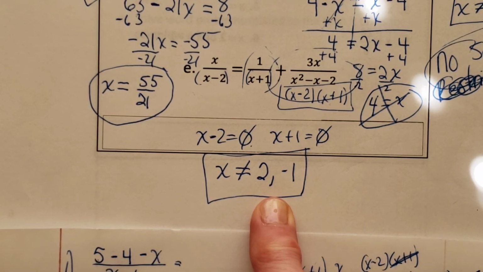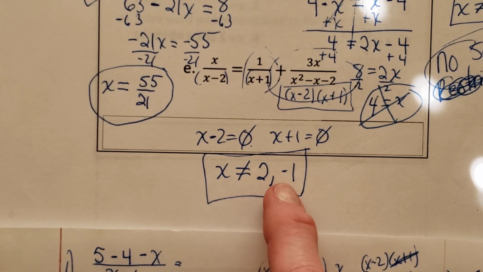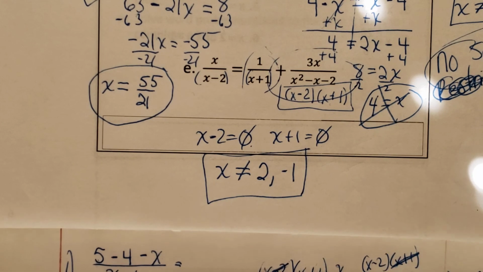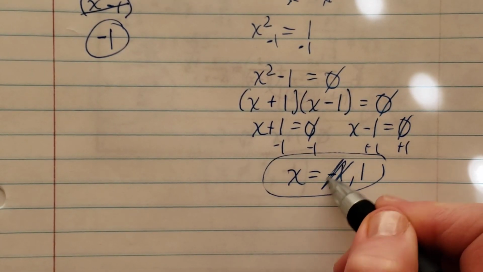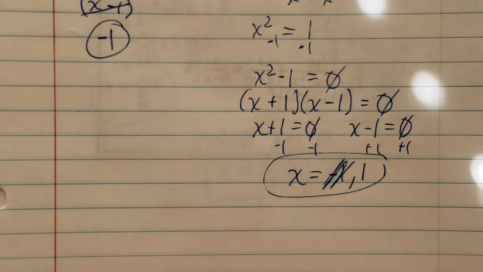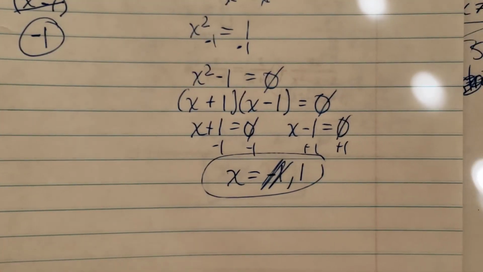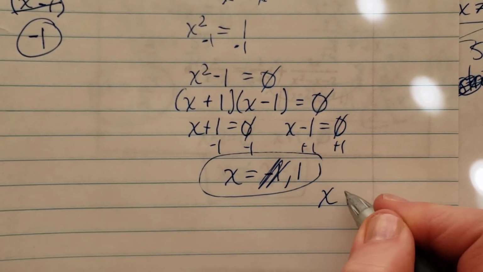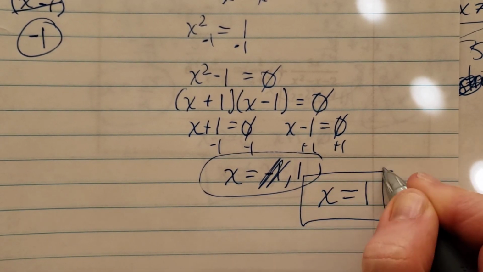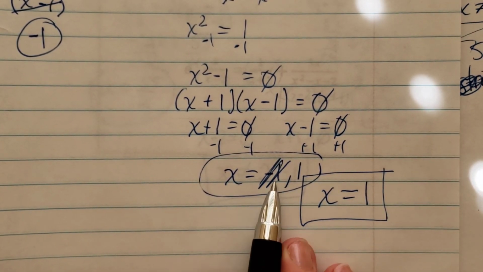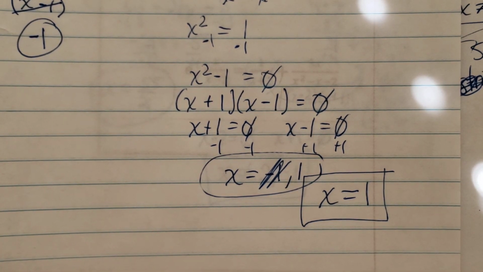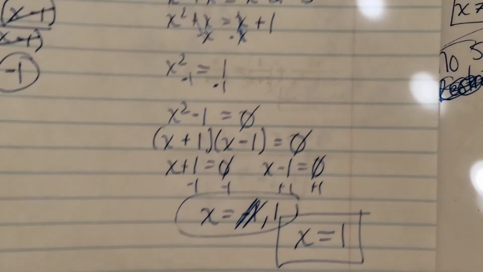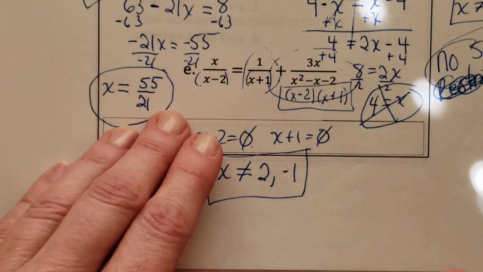Well, this tells me that x is not allowed to be 2 or negative 1. Well, one of our solutions was negative 1. So I have to get rid of it. I'm not allowed to have negative 1 as my answer. So the one and only solution to this equation is 1. Now in HOX, if you put that negative 1, it's going to mark it wrong because it's already going to know what your restrictions are. So always go back and check your restrictions.